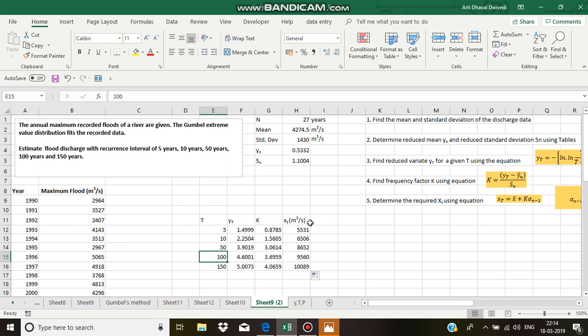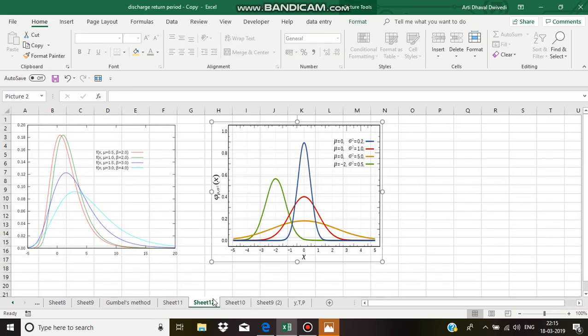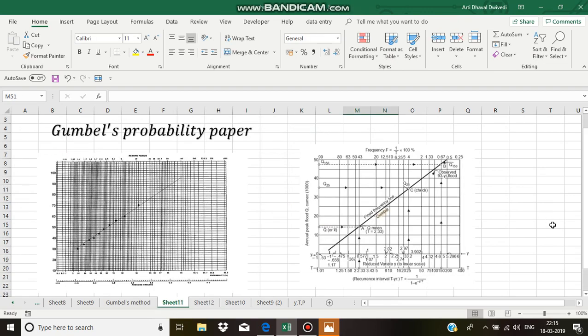So now these values can be plotted on Gumbel's probability paper, and Gumbel's probability paper uses these values on its x-axis: reduced variate y, recurrence interval t, probability. And this Gumbel's probability paper would look something like this.